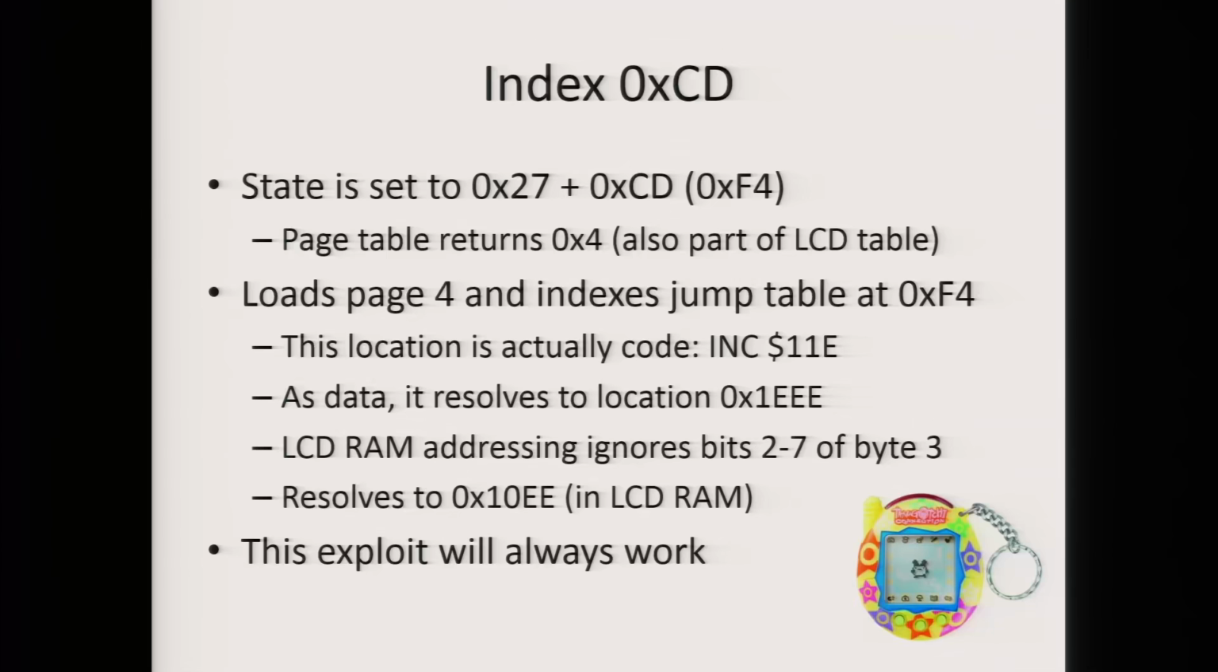So then it goes and executes the jump code in that valid page, but it goes somewhere that's invalid in the jump table, and it's actually a code location. So it's treating inc11e as a pointer, which is actually 1EEE. But very fortunately, the way LCD RAM is addressed on the microcontroller, it actually ignores those internal bits that aren't part of the proper address. So 1EEE will resolve to 10EE, which is in the LCD RAM. This means that this exploit will jump to the code in the LCD RAM 100% of the time, which is great.